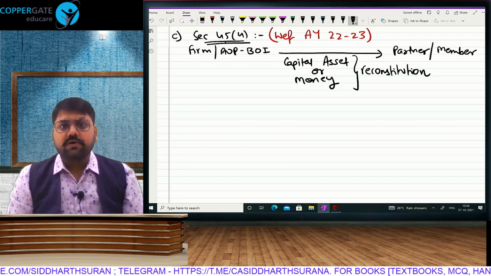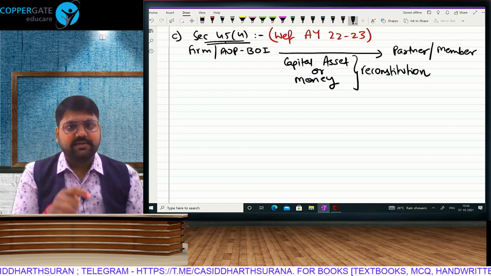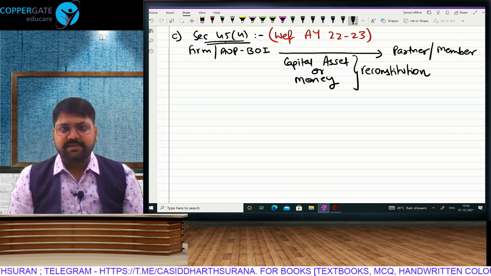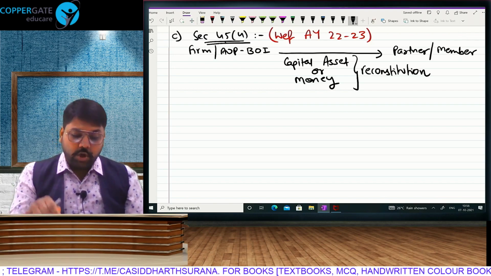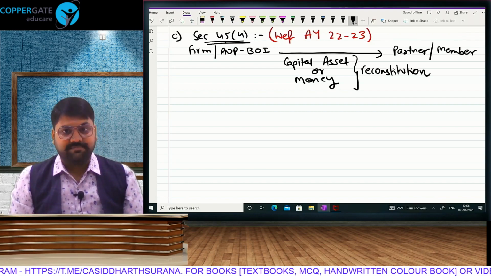But recently, a few days ago, the income tax department, that means CBDT, the papa, the daddy of the income tax department, has released a circular on interpretation of 45(4) and 9B.